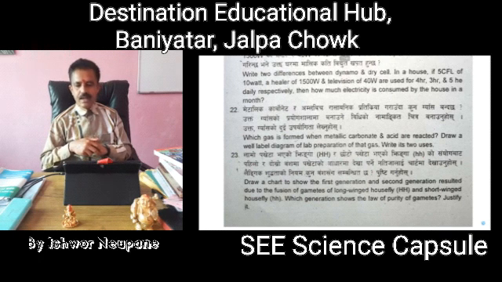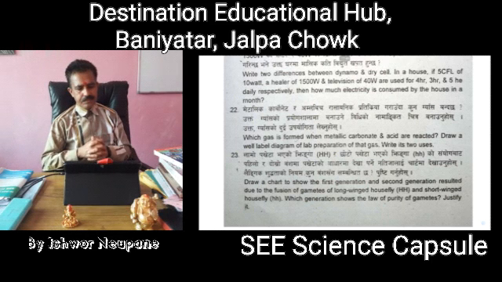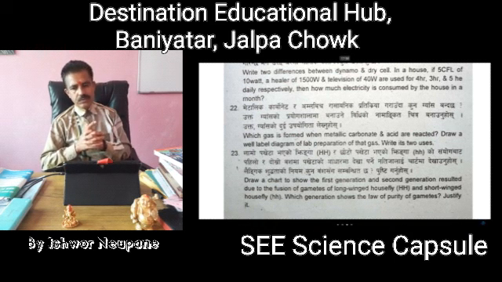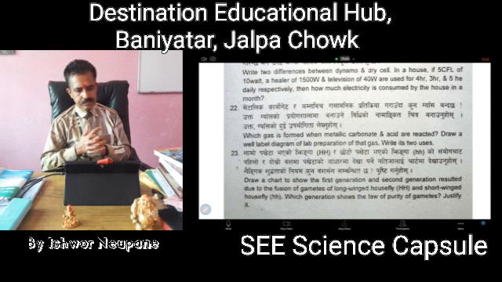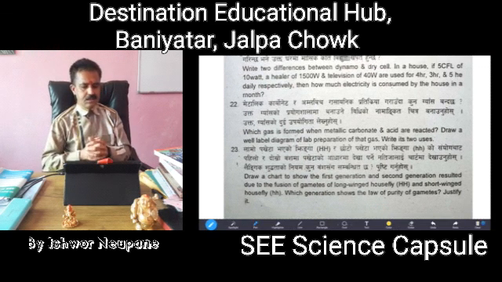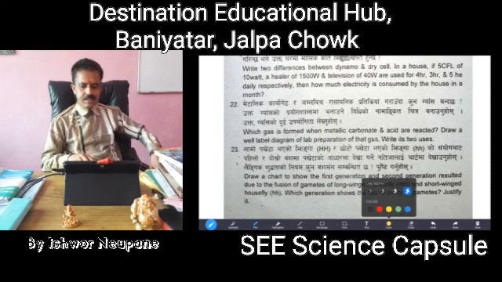Next one is write its two uses. What are the two uses of carbon dioxide? Green plants use carbon dioxide to prepare their food during photosynthesis. Good. Next one, it is used as a fire extinguisher. Very nice answer. So that is also completed.